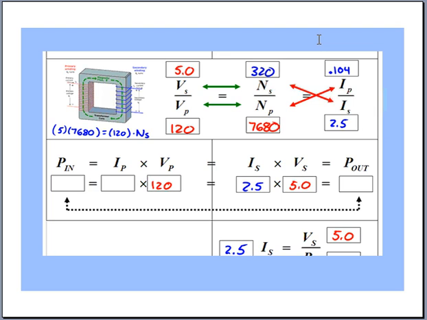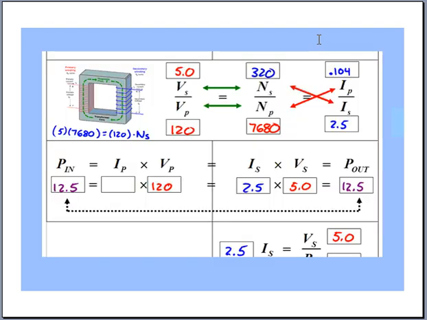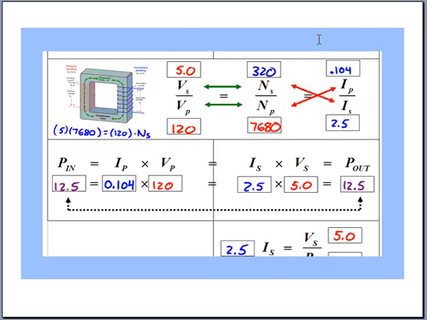Didn't even really need to worry about the power, but you could figure it out here now if you want. Sometimes people might give you wattages. So I've got my current in the secondary, 2.5 amps. That's 12.5 watts. And I'd have 12.5 watts on the way in too if it's 100% efficient. And 0.104 works perfectly. So there you go.